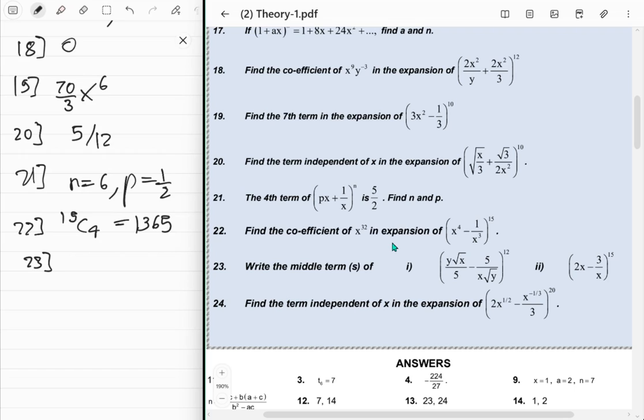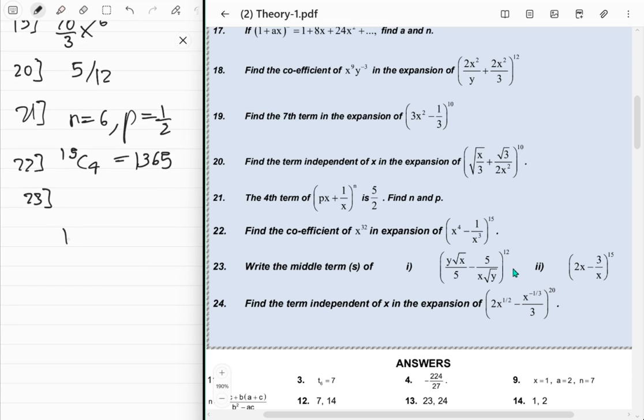So 6 terms before it, 6 terms after it, right? So 6 jumps from 7, that's going to be 13. That's why 13 terms. So I just want the r equal to 6 term. That's the middle term for this one. There we go, 12C6. That's just a lot of calculation. I'm just going to leave it like that once I'm done.